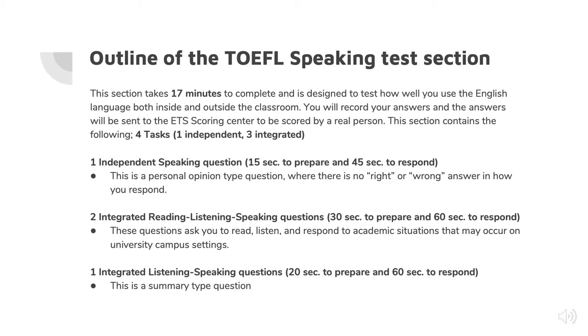The 1 independent speaking question will allow you 15 seconds to prepare your response and 45 seconds to respond. This is a personal opinion type question where there is no right or wrong answer in how you respond. There are 2 integrated reading, listening, and speaking questions which allow you 30 seconds to prepare and 60 seconds to respond. These questions ask you to read, listen, and respond to academic situations that may occur on university campus settings.